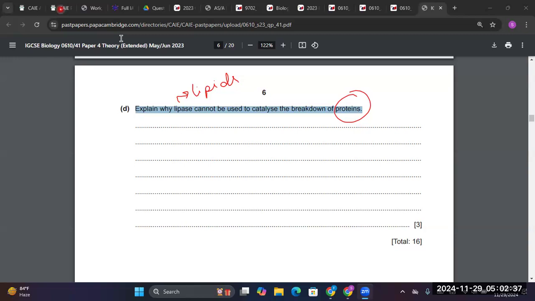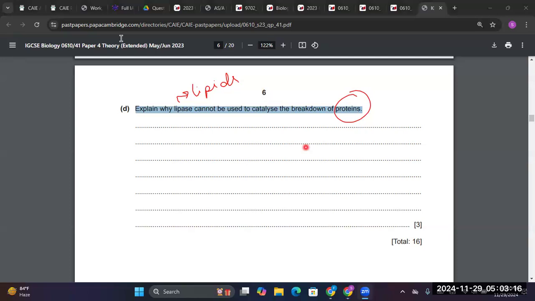Did anybody figure out the answer for this one? Al Johara, did you get the answer yet? Hajra? Why can't I use the enzyme lipase to break down proteins? Because the only substrate for lipase is fat. Yeah, why? Now you have to explain why. You have to explain regarding the active site, all of that, the lock and key model. You have to link it to that concept.